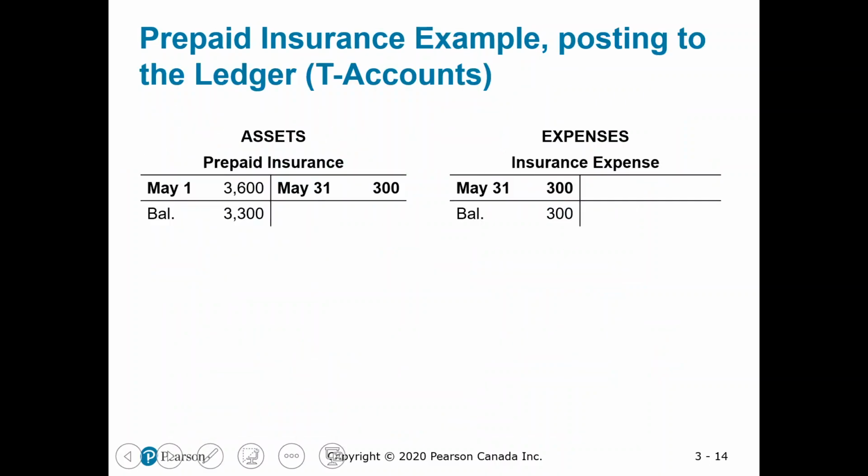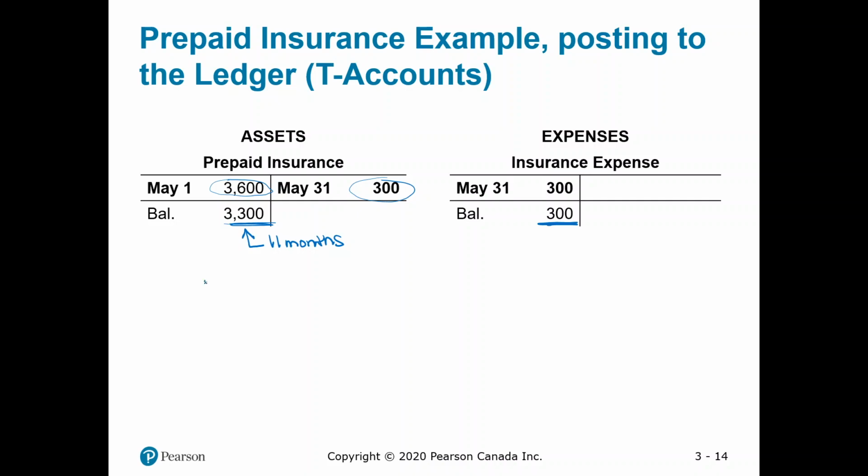So if we look at this in T account format, if we were to post all of these entries, in our asset we have our debit of $3,600 when we paid for it, and now we're decreasing it by $300. So we've updated the balance for this amount that remains a benefit. So we still have 11 months left of benefit because that insurance policy still has 11 months to go. And at the end of May, we have $300 in the expense because that is the amount that we've used up, the benefit for 1 month.